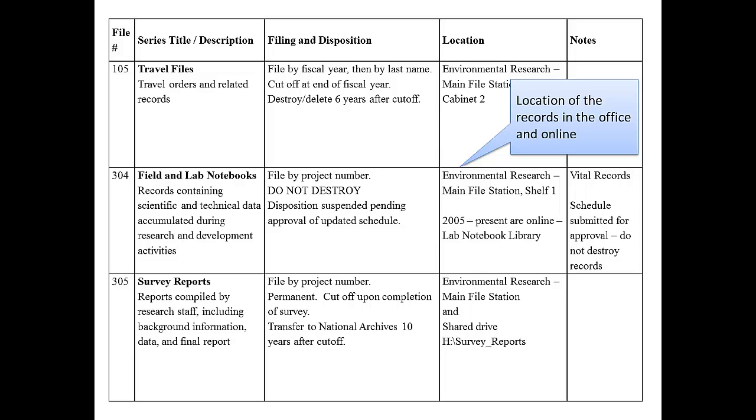The file plan tells the location of the records in your office. You can include both paper and electronic records in your file plan. This example points to records in the department's central files area, and it also identifies records that are stored on a shared drive and in an information system.